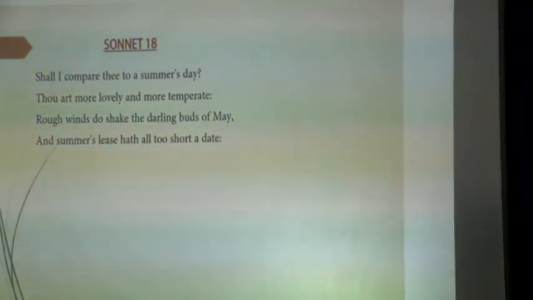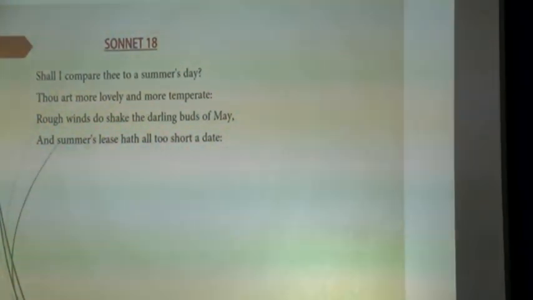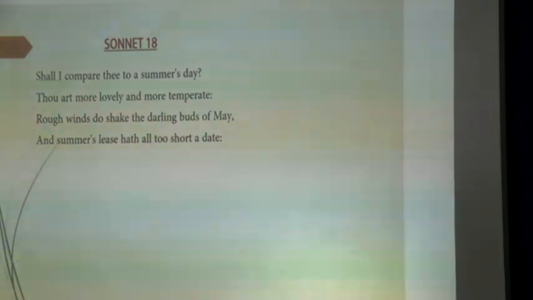And summer's lease hath all too short a day. So the poet has used the word lease. Lease means giving out something for rent. He uses the word lease because summer has taken for lease a particular time of the year, and also he feels that it is too short. Summer comes and goes off too quick, it is very fast. So he says that he cannot compare his friend to this rough climate and very short-lived summer.